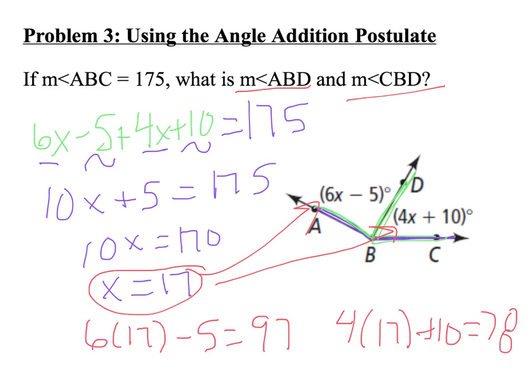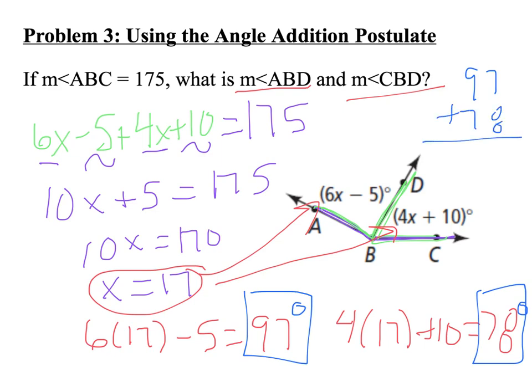And as you can see, I plugged in 17 into ABD and I got 97 degrees. I plugged 17 into CBD and I got 78 degrees. You can always check your answers by adding those 2 smaller parts up. So 97 plus 78 would be equal to 175. So it checks out because my small, small equals my large.